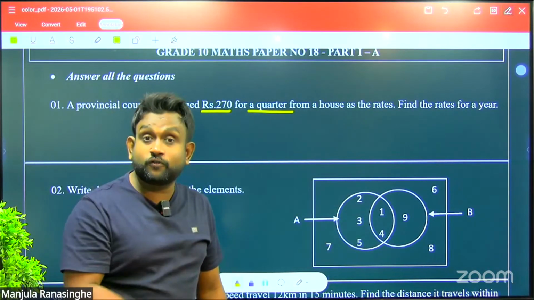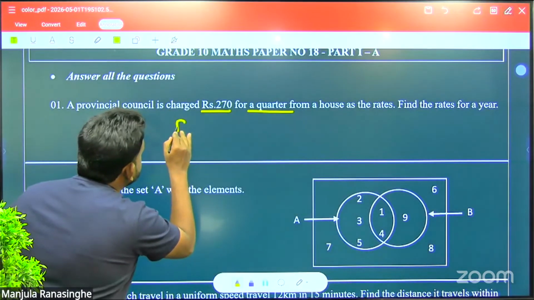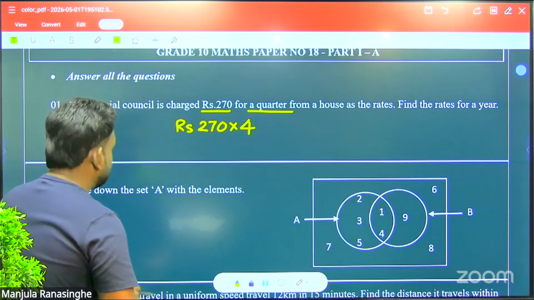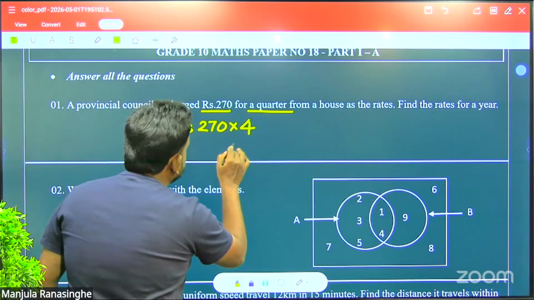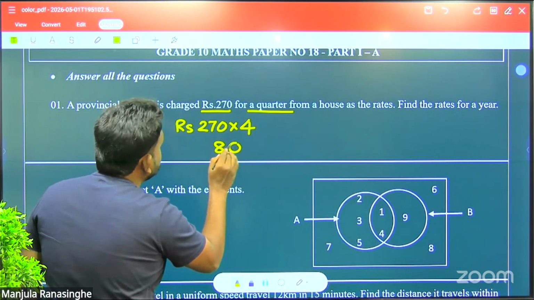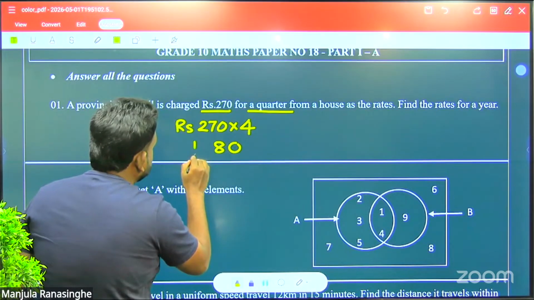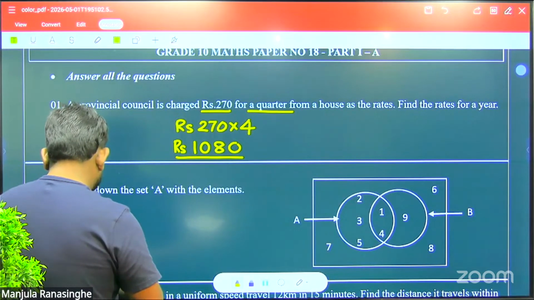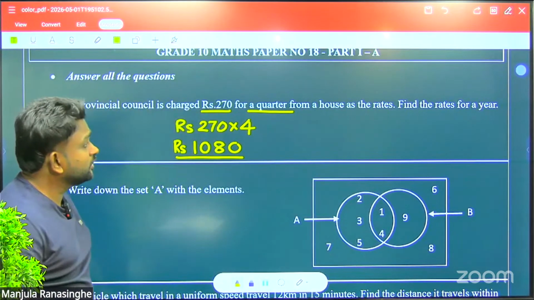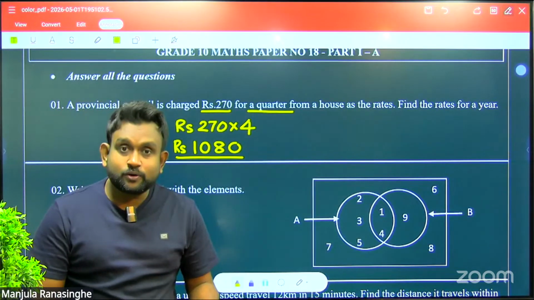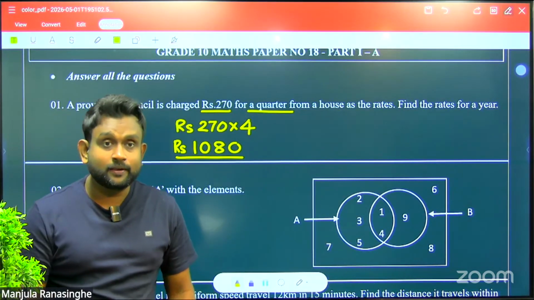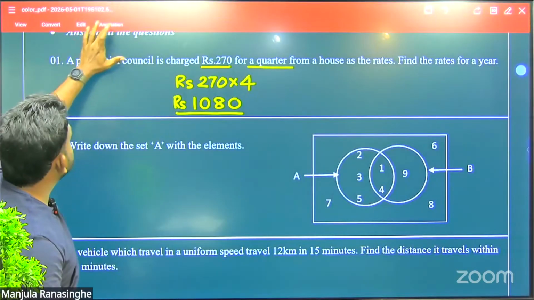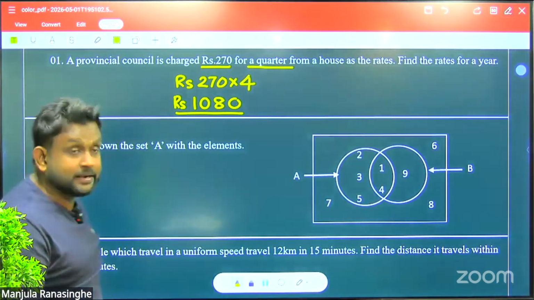Per year we have 4 quarters. So what to do? Just multiply rupees 270 by 4, which is the annual payment. 4 into 7 is 28, 2 remaining; 4 into 2 is 8, plus 2 is 10. Then it comes as rupees 1080. 270 into 4 is 1080 rupees. Understood? Here the knowledge is that per year there are 4 quarters, remember that.